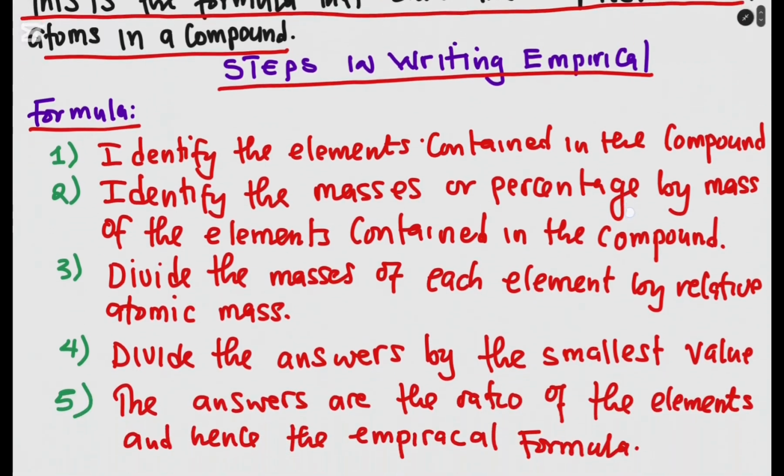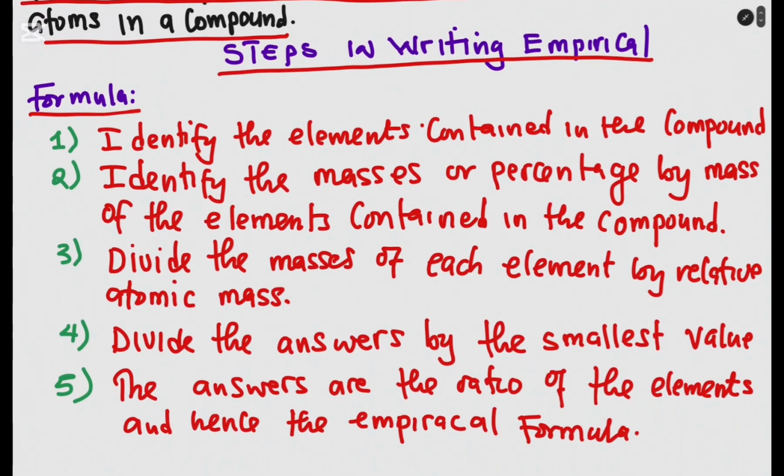So let us look at the steps in working out the empirical formula. One of the steps is that you need to identify the elements contained in the compound. That is the first step. You'll be given a compound, and like I said, you're given either the masses or the percentage by mass. So you need to identify what the elements contained in that compound are.